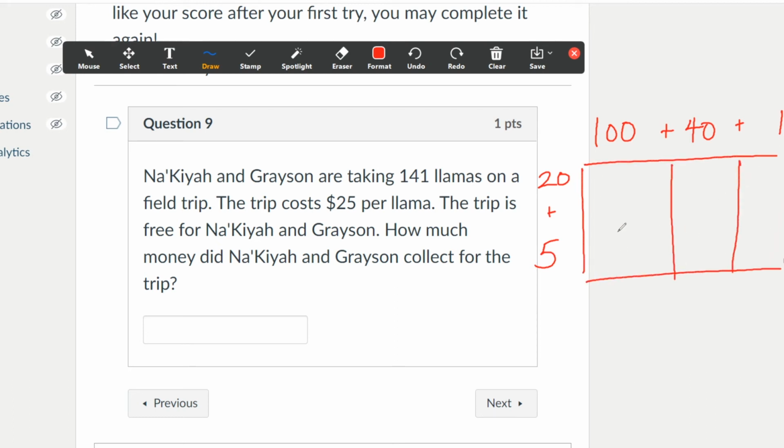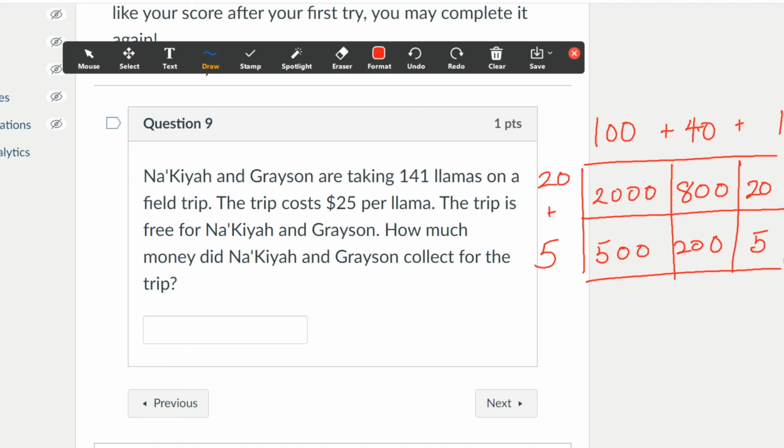Fill in our boxes. First box right here in the top left is 20 times 100. That's 1, 2, 3 zeros. And then 2 times 1 is 2. Over here with 20 times 40, that's 2 zeros. 2 times 4 is 8. Over here with 20 times 1, 20. Down here we have 100 times 5, which we know is 500. 5 times 40, that's 10. 5 times 4 is 20. 5 times 1 is just 5.